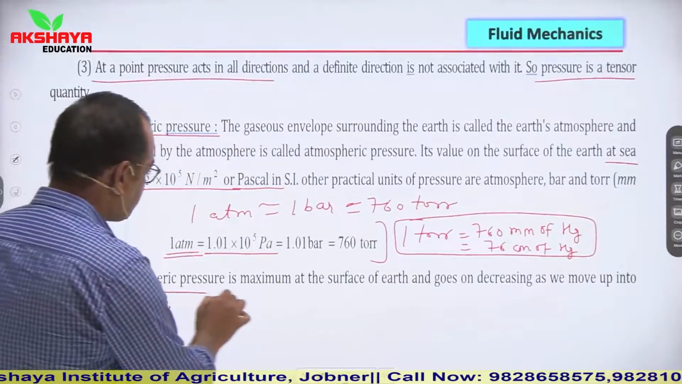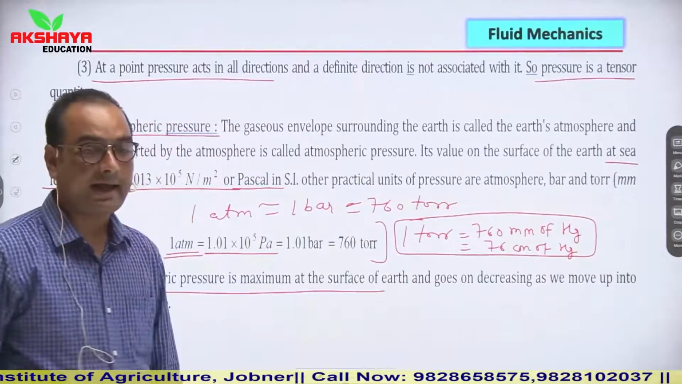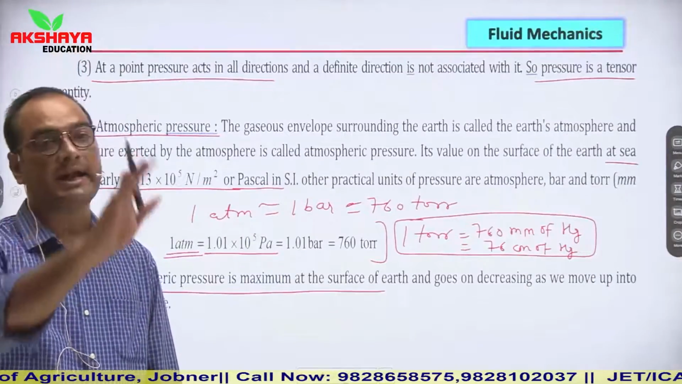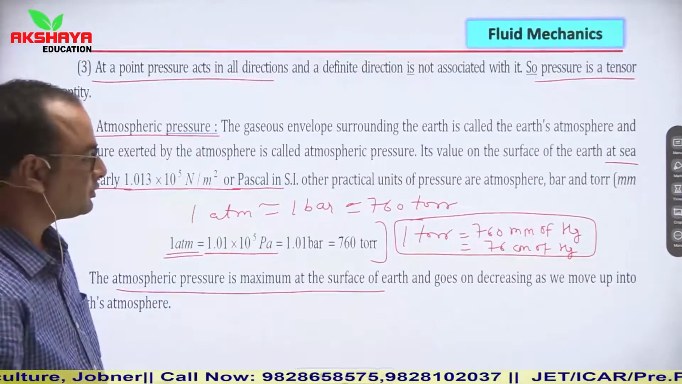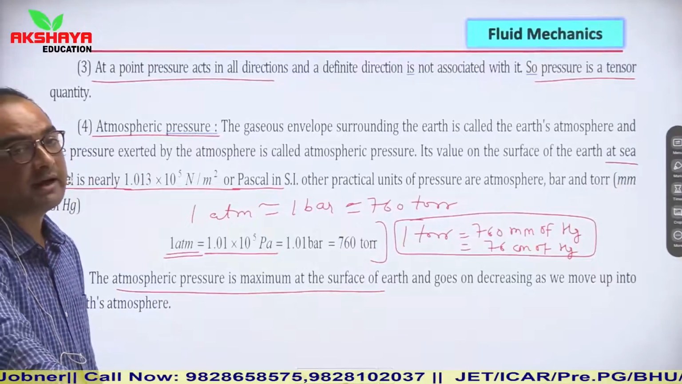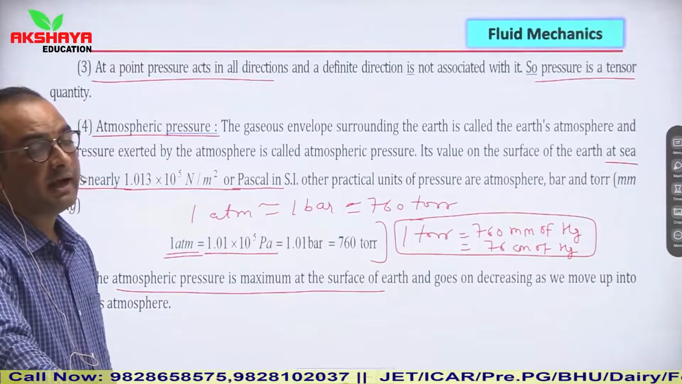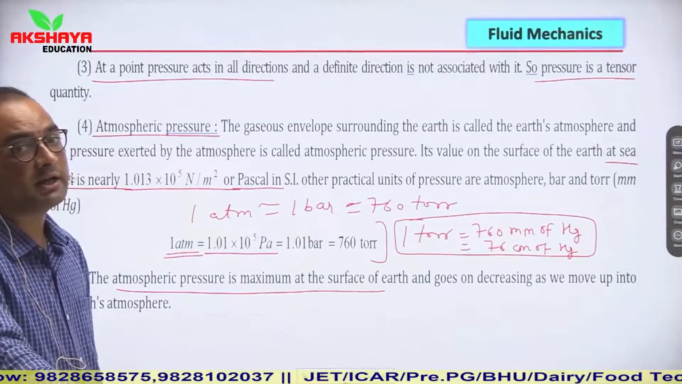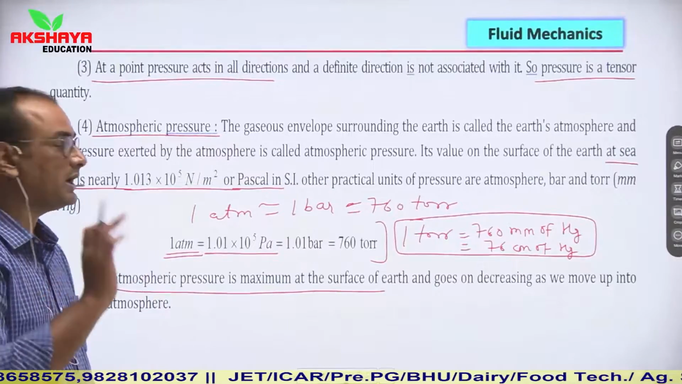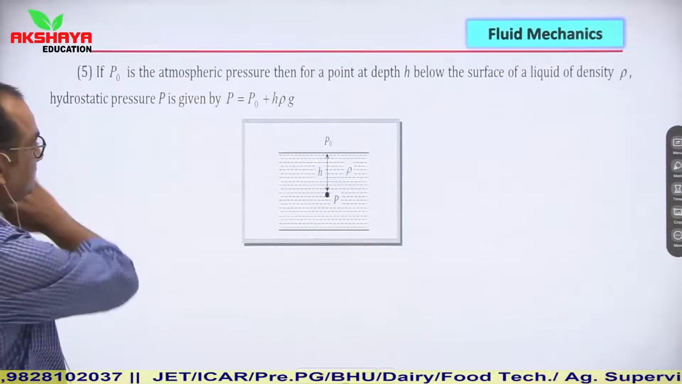The atmospheric pressure is maximum at the surface of earth, and as we move in the upward direction, atmospheric pressure keeps on decreasing. So keep in mind, maximum value of atmospheric pressure is at the surface of the earth, and it keeps on decreasing as we move upward from the earth's surface.